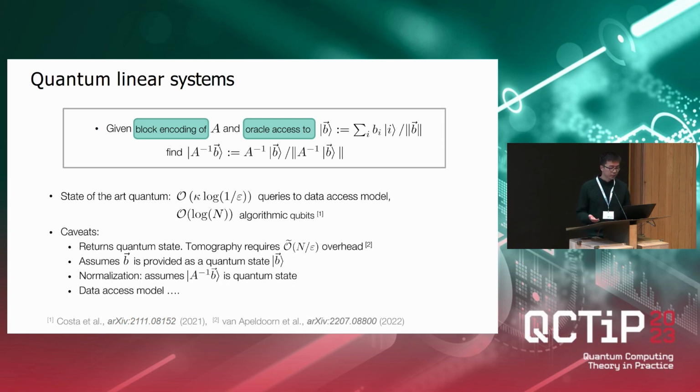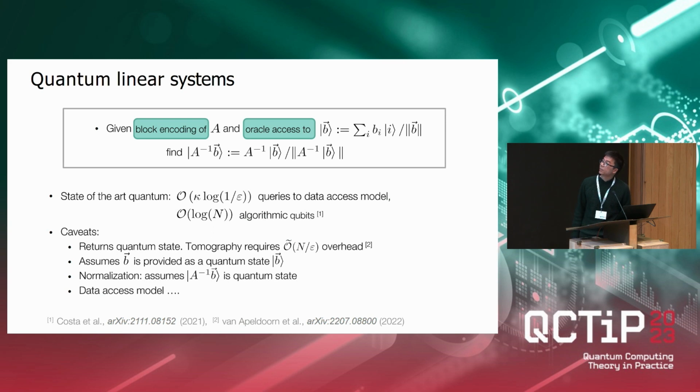However, there are many well-known caveats. So for instance, here we're returning a quantum state. So this is a different problem to the classical problem we're actually solving. Of course, if we want to read out the full vector, tomography would require, for instance, scaling in the dimension of the system. We've assumed that the vector b is given to us somehow as a quantum state. There's normalization here, right? So the output is a quantum state. This is then normalized in order for it to be a quantum state.